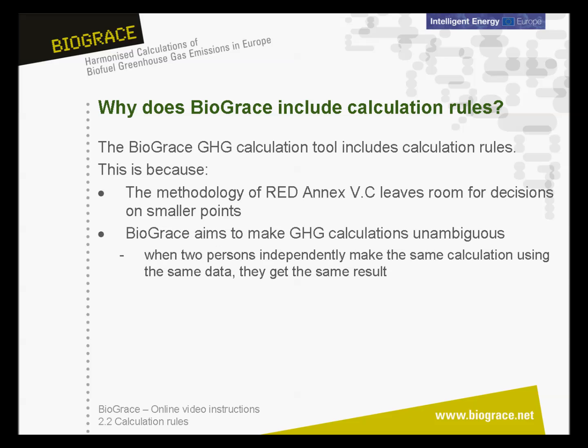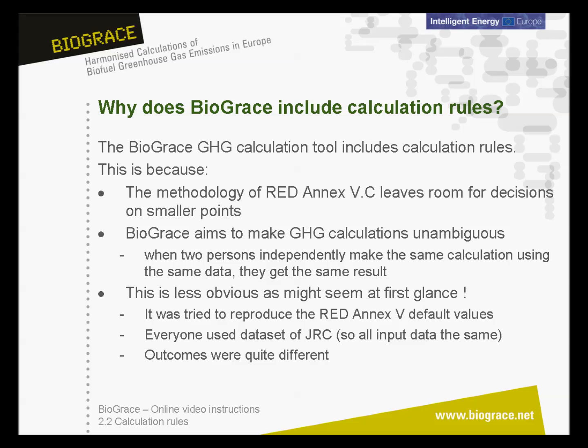BioGrace aims to come to harmonized greenhouse gas calculations, leading to unambiguous results. This means that when two persons would make a calculation using the same set of input data, they should get the same result. This is only possible when they would make the same decisions on these details, not yet covered by the methodology, and that is why BioGrace has made calculation rules.